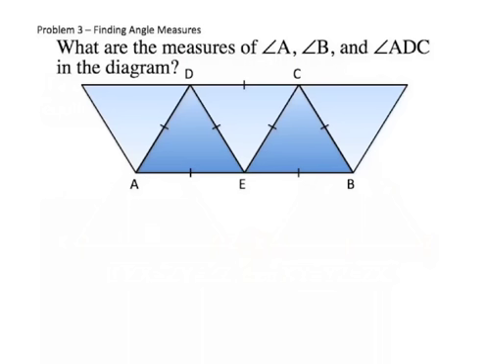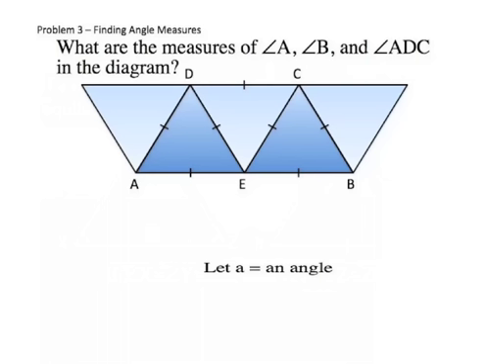So problem 3, we're going to be working on finding angle measures, and this drawing is taken out of the drawing from the book, so this is just a simple piece of it. So it asks, what are the measures of angle A, angle B, and angle ADC in the diagram? As you can see by the drawing, the triangles are all equilateral, so they are also all equiangular.